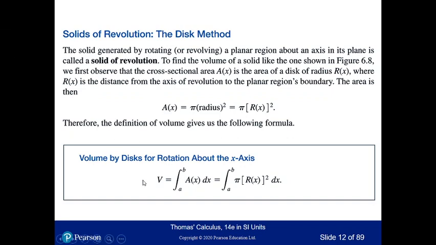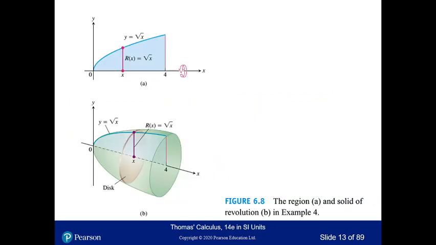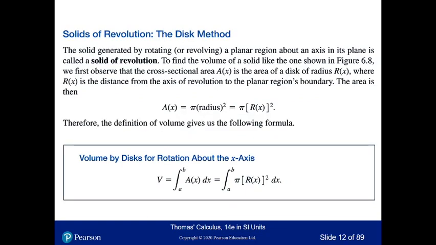So here is the formula: volume by disks for rotation about the x-axis. If you have the region to rotate about the x-axis, your region is going to have a radius R of x. Let me see whether we have a picture here. Yeah, the picture is going to be much clearer. Then the volume is going to be the integral from a to b of A of x dx, which is equal to the integral from a to b of pi R of x squared dx.